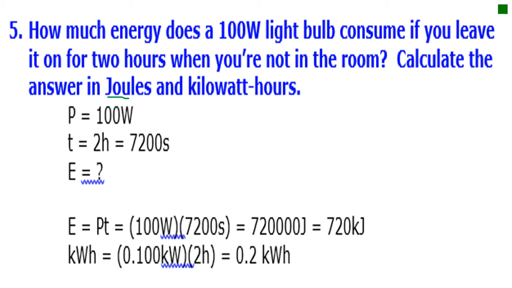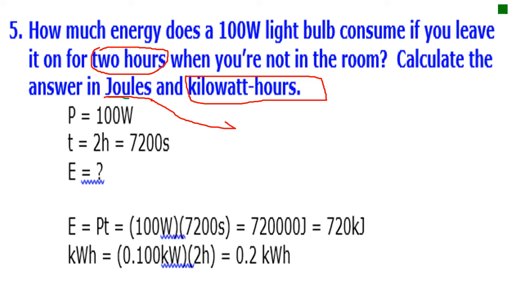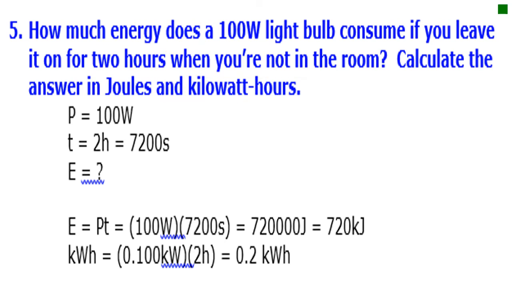If they're asking you to answer in kilowatt hours, and the time is given to you in hours, then you don't have to do any conversion. However, if they give you the time in seconds, but they're asking for kilowatt hours, then you'd have to do a conversion. Now when you're doing joules, your time has to be in seconds. Time has to be in seconds.